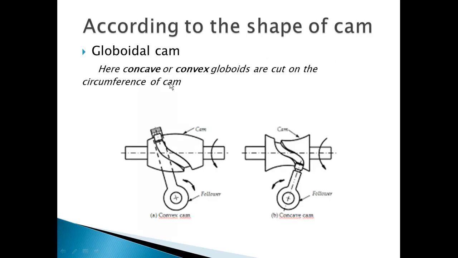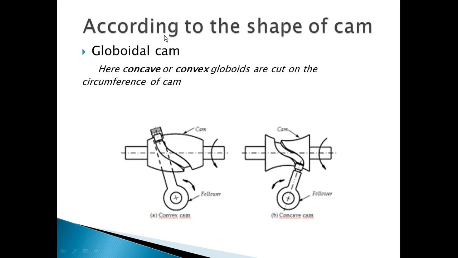Globoidal cams are similar to the cylindrical cam. Instead of only a cylindrical cut, concave or convex globoid cuts are provided around the circumference of the cam. There is a roller which will be moving along the globoid cuts on the circumference of the cam, and the follower will oscillate in this direction. Okay.